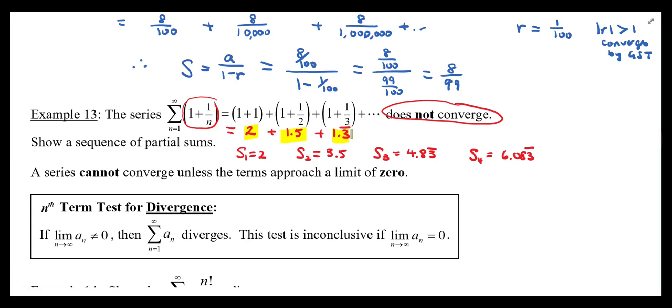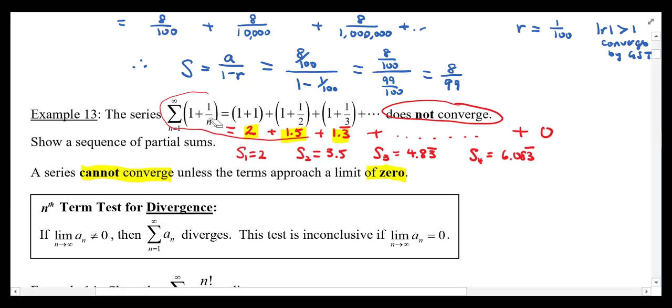So I want you to realize this. A series cannot converge unless the terms approach a limit of 0. Okay? You'll see that this term that we have here, if I keep going further and further, doesn't actually approach 0. Because the smallest this could be is 0.